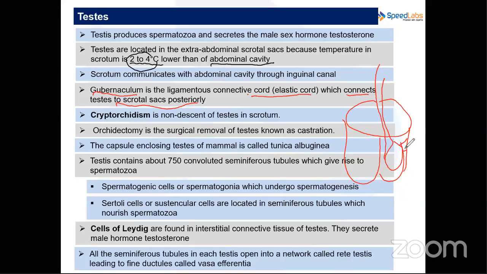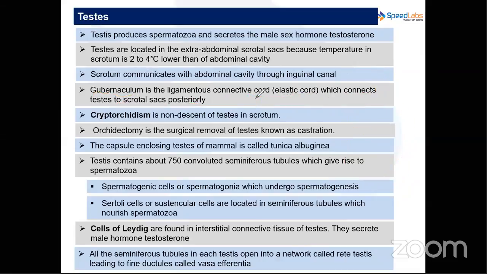And another thing is there is gubernaculum. This is the ligamentous connective cord that connects the testis to the scrotal sac. So gubernaculum and spermatic cord, you have to remember. These are the structures by which the testis is placed inside the scrotal sac.